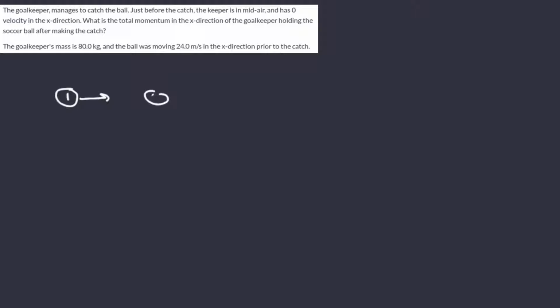So we have here a simplified soccer ball and the goalkeeper. The soccer ball has some initial velocity, which we know from the previous problems, and we're given that the goalkeeper has no velocity in the x direction. Afterwards, they're stuck together, and we can treat them as one mass, which we'll call capital M. Capital M is equal to the mass of the soccer ball plus the mass of the goalkeeper.